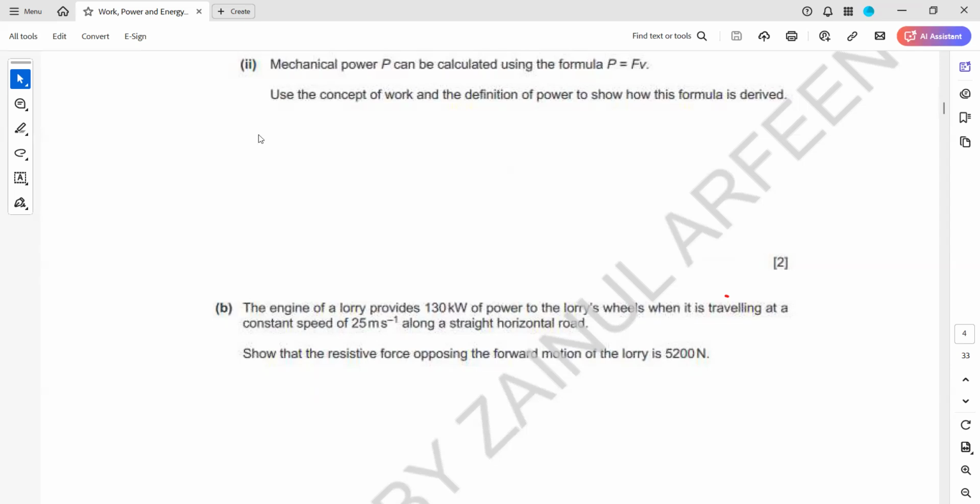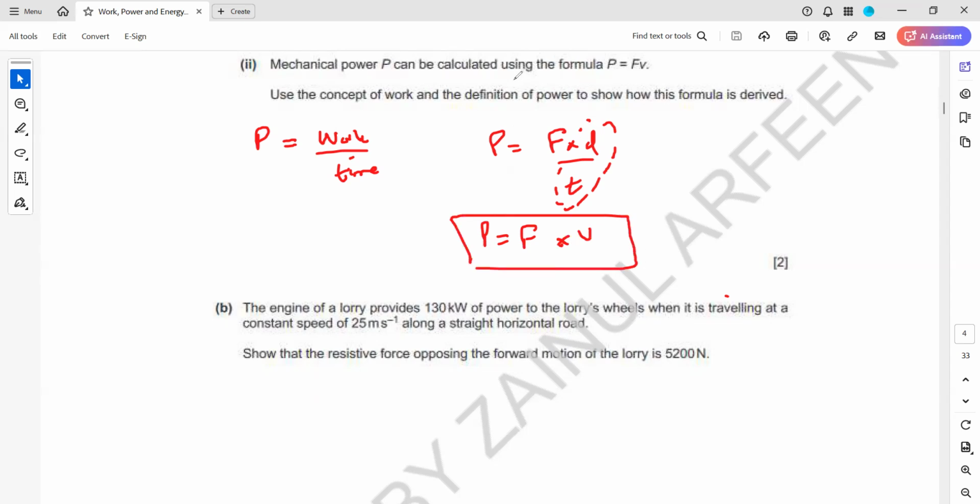So we have the formula that power is equal to work divided by time. What is work? Work is force into distance. So force into distance divided by time. And what is distance divided by time? It is velocity. So we can say power is a product of force and velocity. So P is equal to F into V.